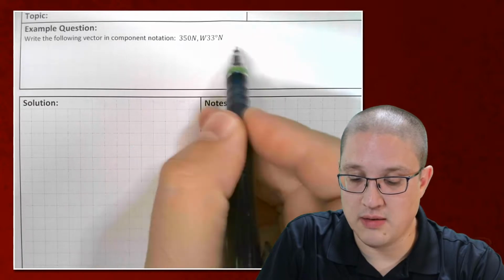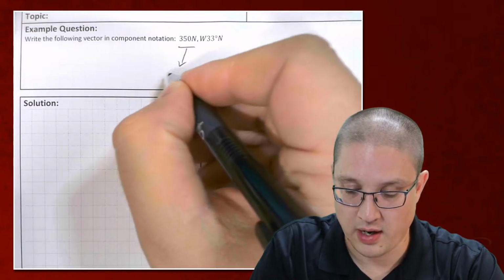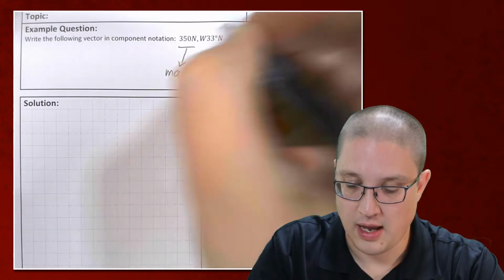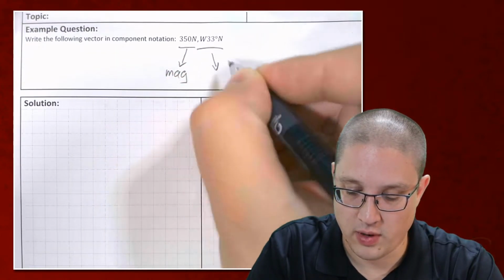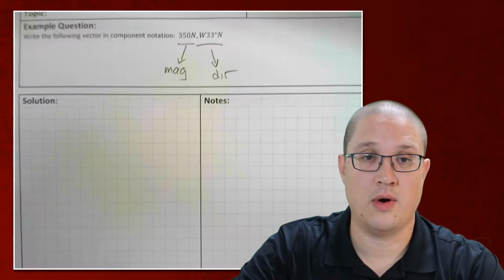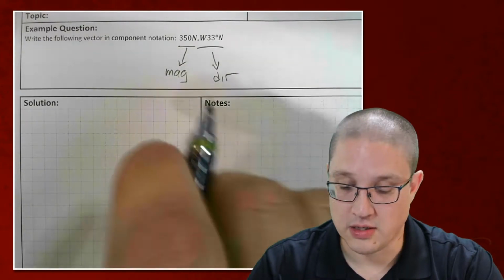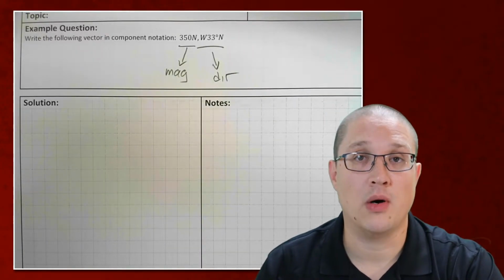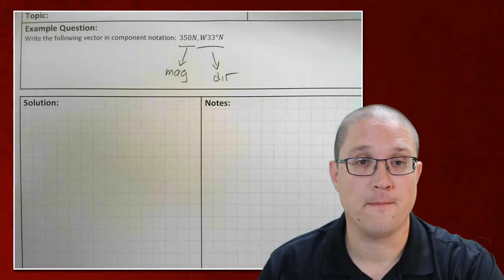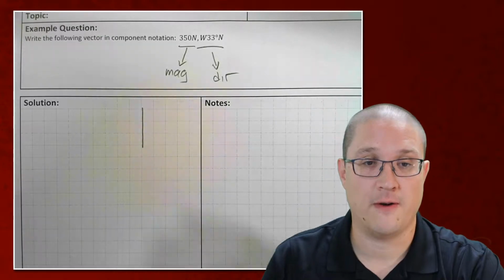We're going to try and decompose this vector here. Notice that right away, I know that I have magnitude, and I know that I have a direction here. So my magnitude and my direction I already know about, which is great. What I need to do now is turn this into component notation with x and y. So the very first thing I should do is sketch out this vector.